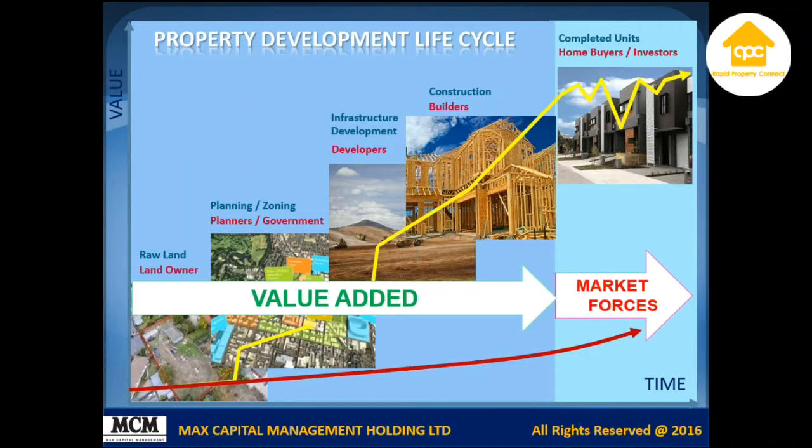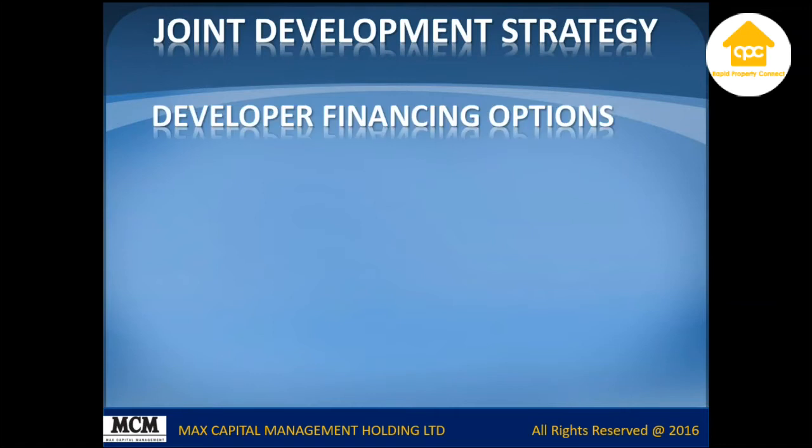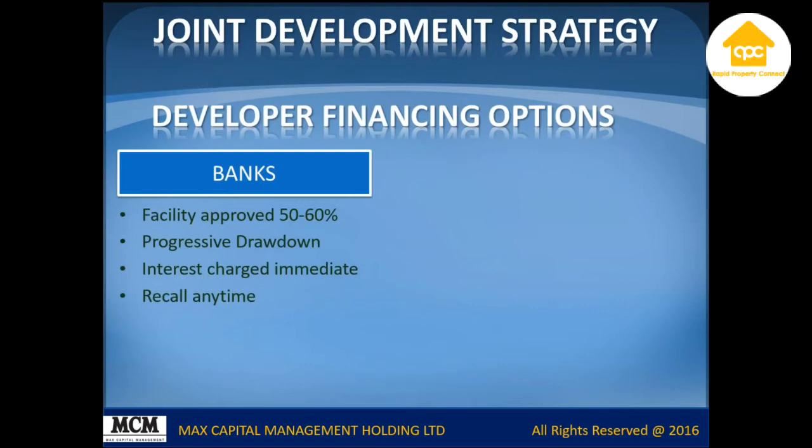So we become a co-developer. How can we develop with the developers? Basically, we need to understand what the developer financing options are. Most developers always go to the bank to obtain financing, or here we call it a bridging loan. And the facilities are basically only approved at 50 to 60% of the whole gross development cost.